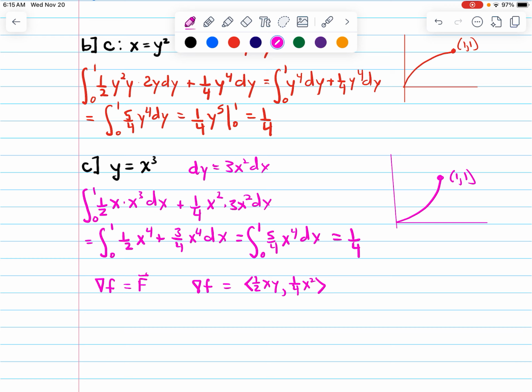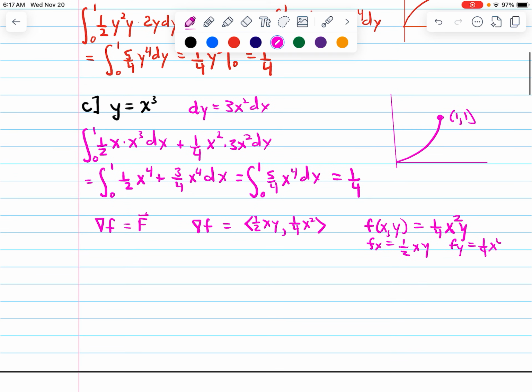Now, I want to find that potential function. Of course, we've learned how to do that in the past, but in this one, I can kind of eyeball it and say, I bet that potential function is maybe, well, let's try this: 1/4 x squared y. So let me test that out. If I take the partial with respect to x, I get 1/2 xy. Yes, that's the first part. And then if I take the partial with respect to y, I get 1/4 x squared. Yeah, so that is the potential function.